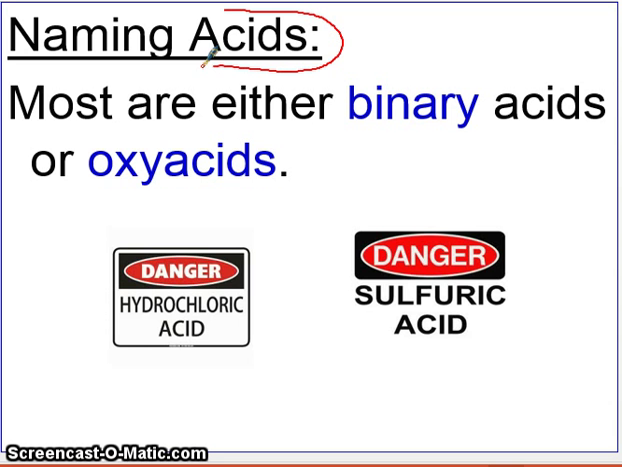Acids are essentially a kind of ionic compound, except the cation, the positive ion, is made from hydrogen. So, for example, a few examples are hydrochloric acid, which is HCl, and sulfuric acid, which is H2SO4. We will show you how to name these and how to form them.